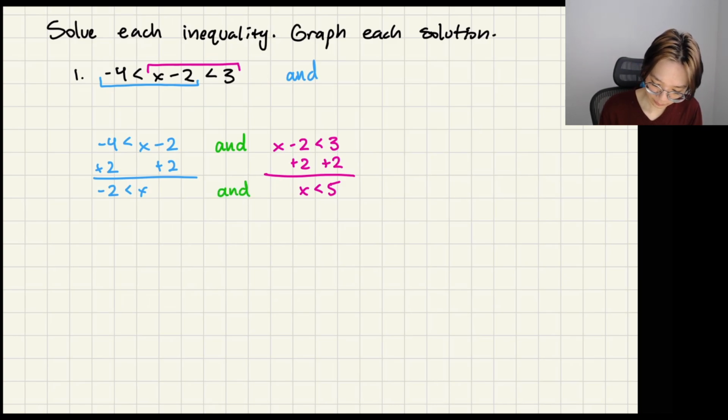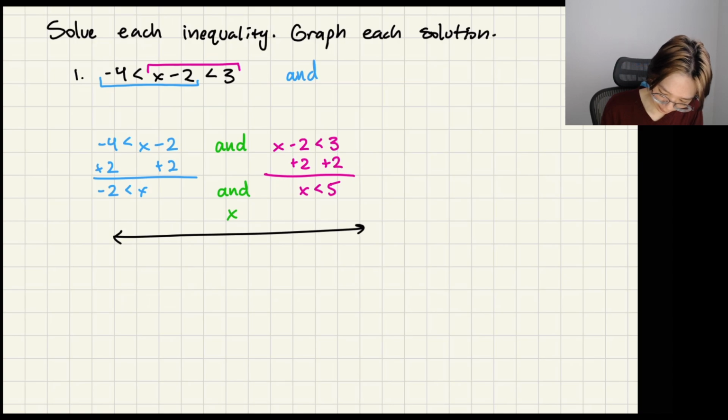These both are one-step inequalities, so you can do them fairly quickly. So we solved it, and now we have to graph. If you want to put it into one statement, x in the middle, bigger number on the right, so 5, negative 2 on the left, and using the symbols accordingly.